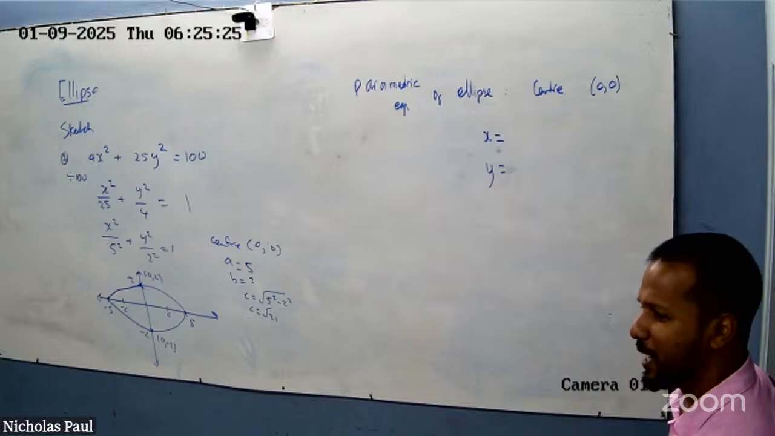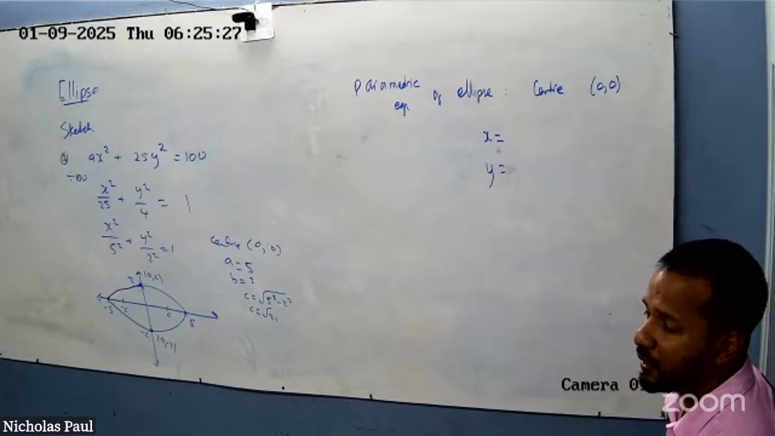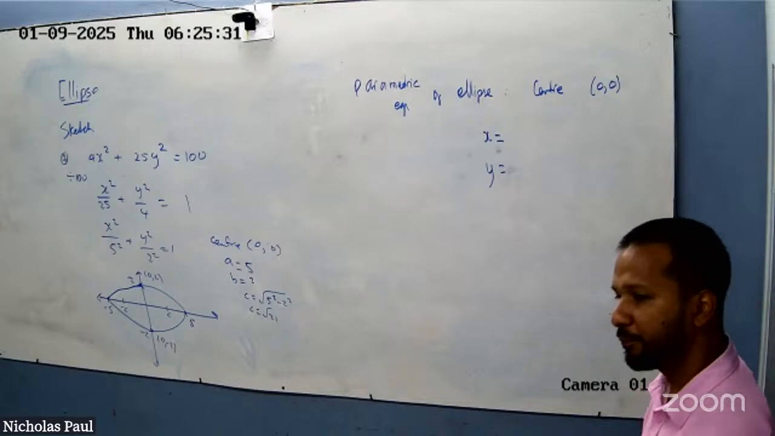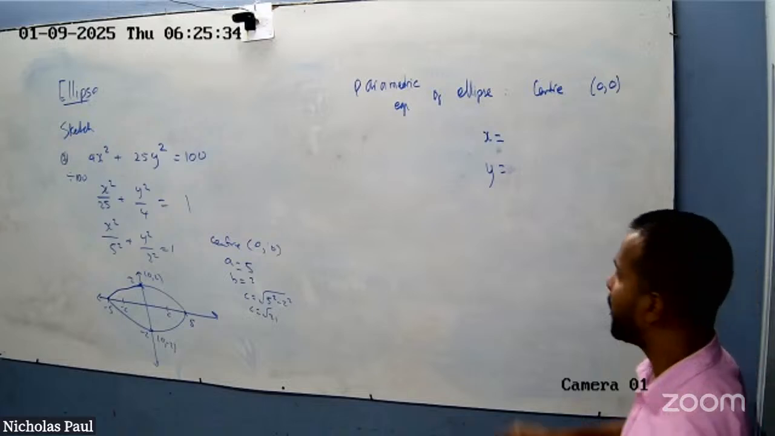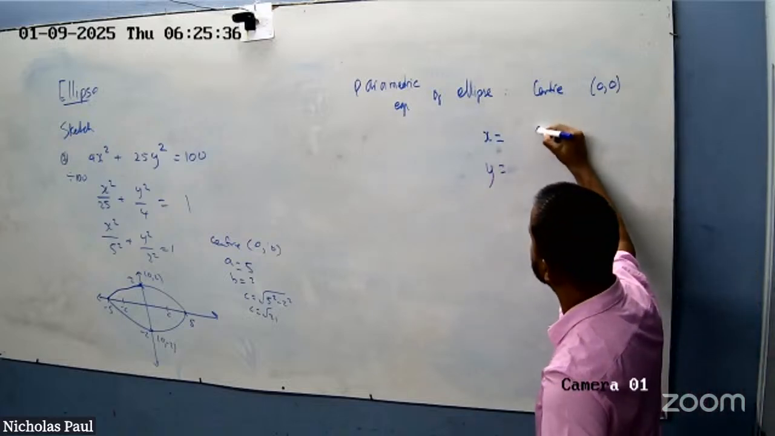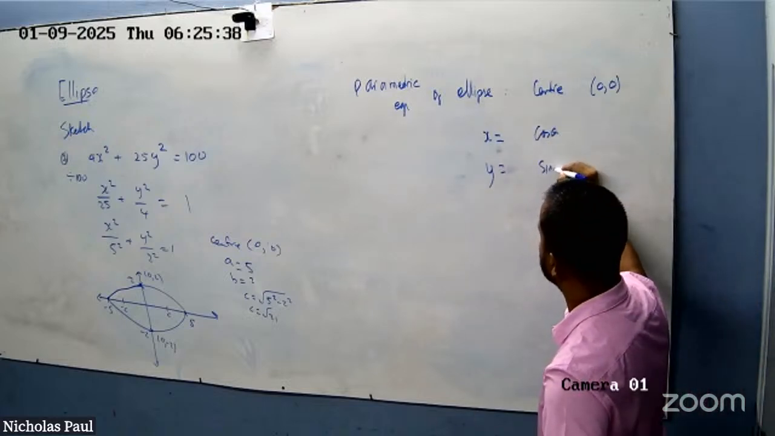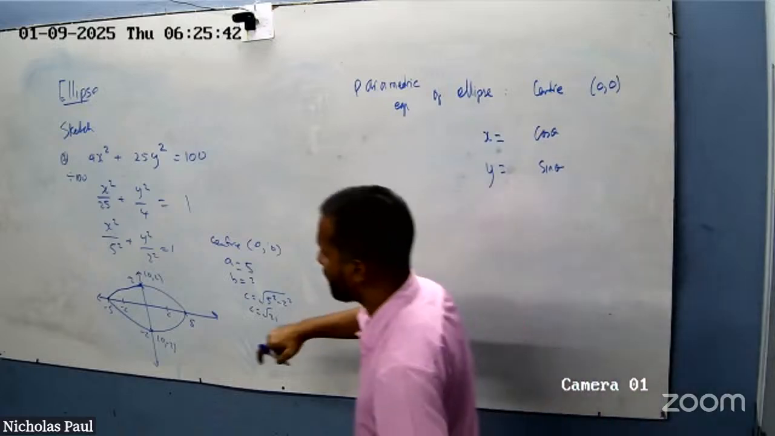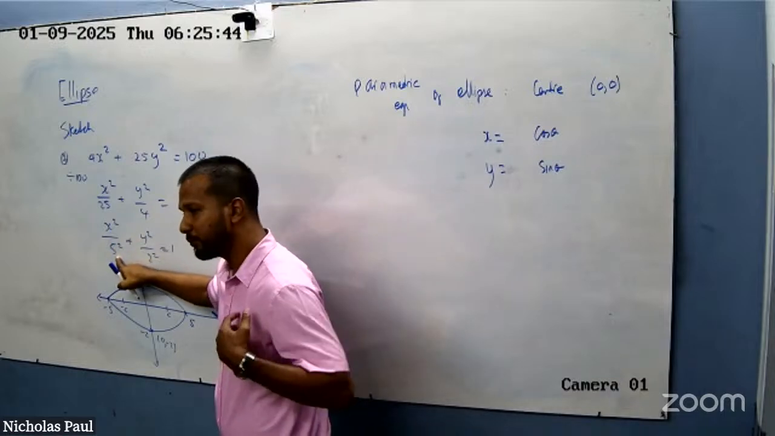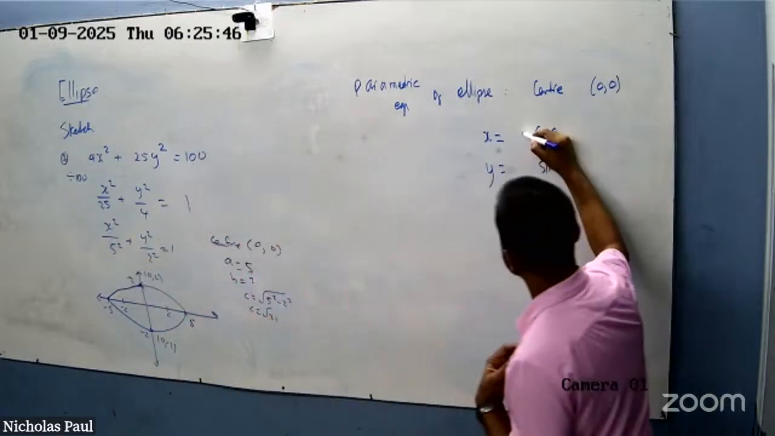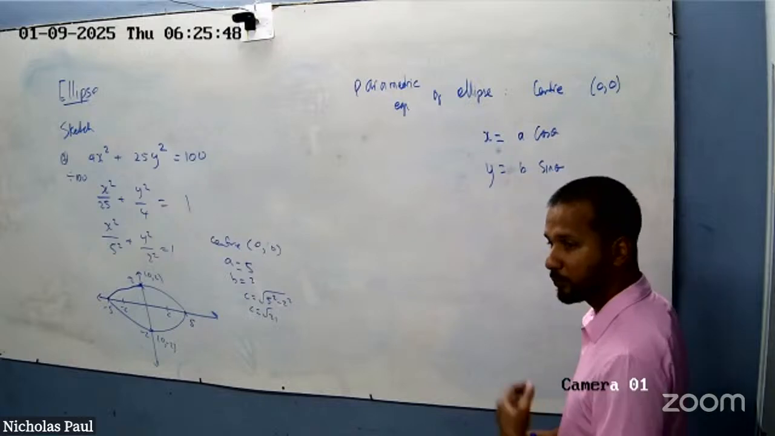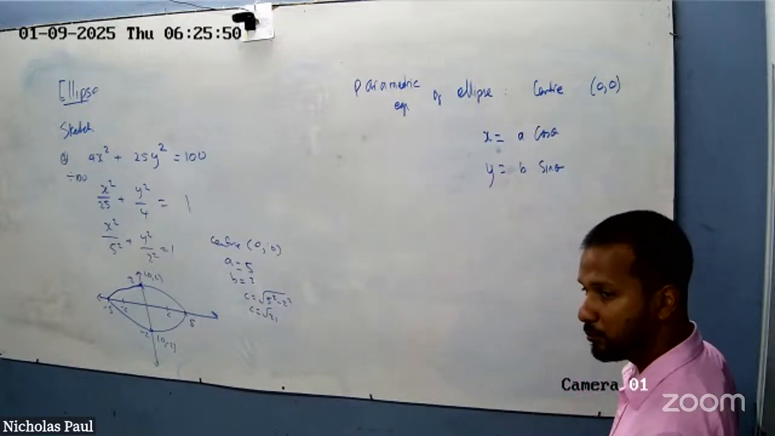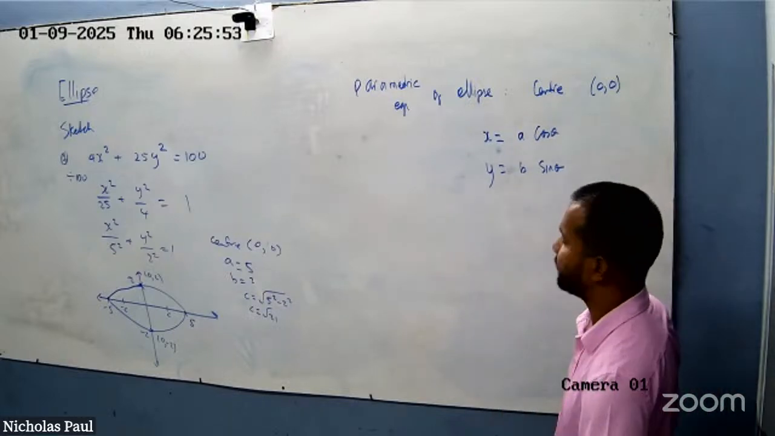Would it have an R? There's no radius for an ellipse, right? So what do you think it might be? What corresponds to X? X squared over A squared. So it will look like this. Right? It will look like this.